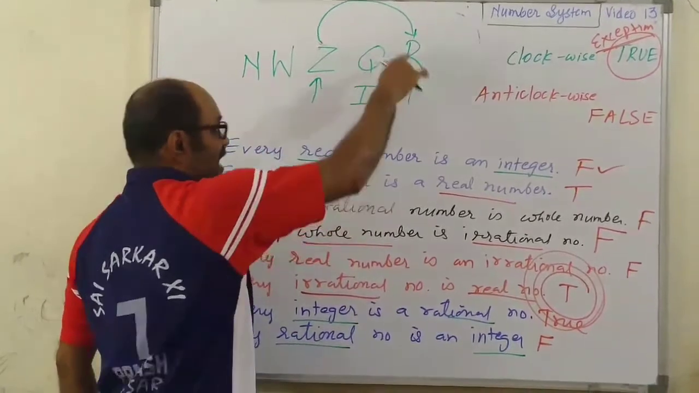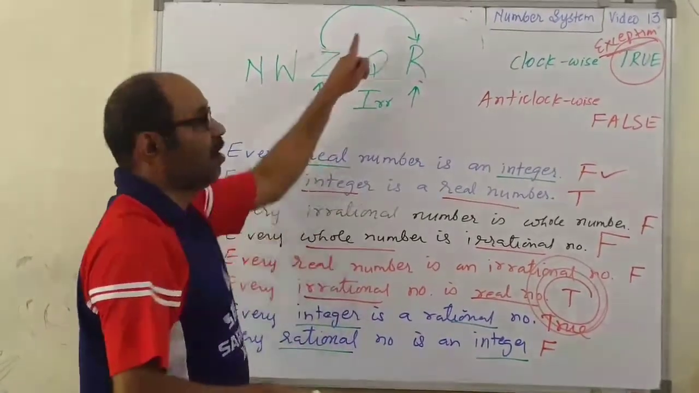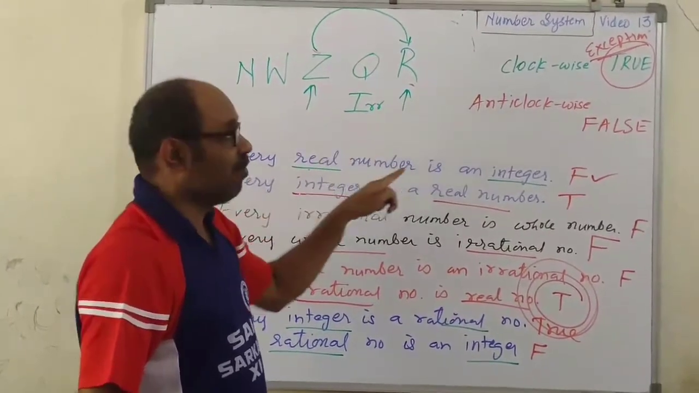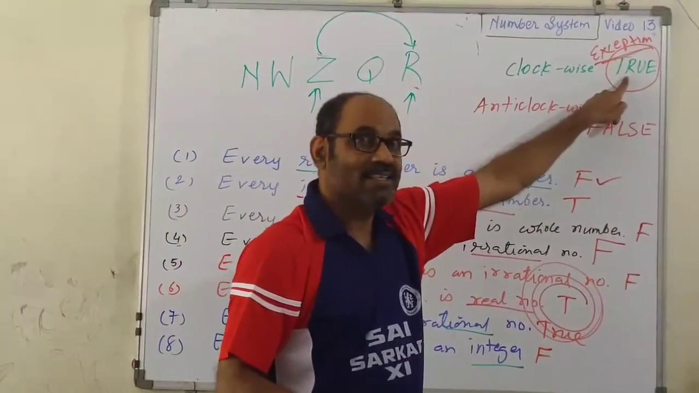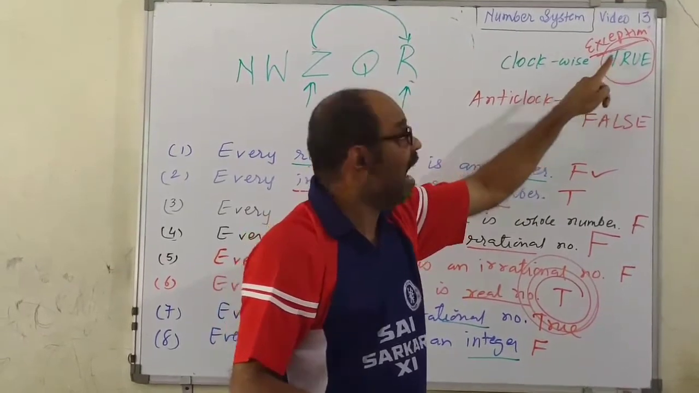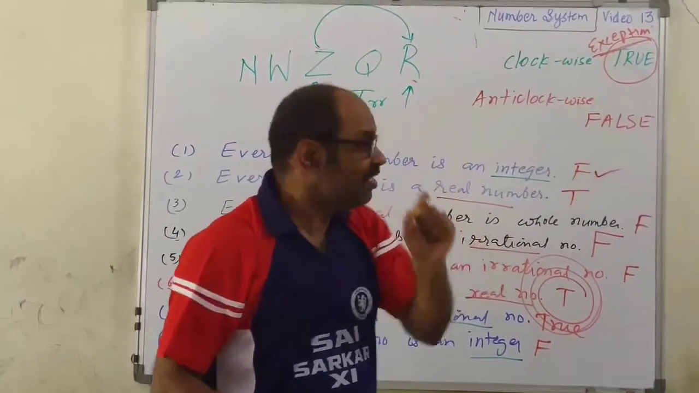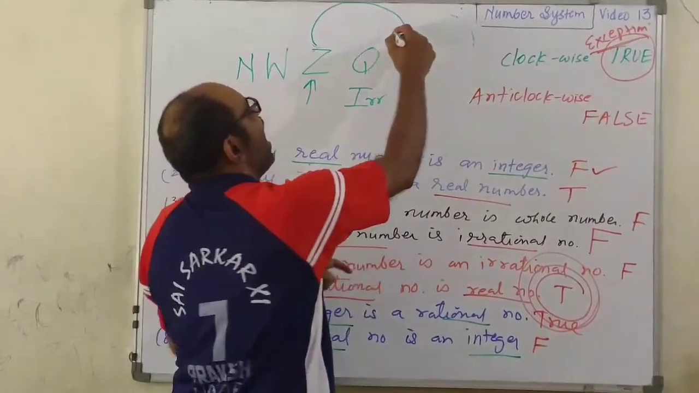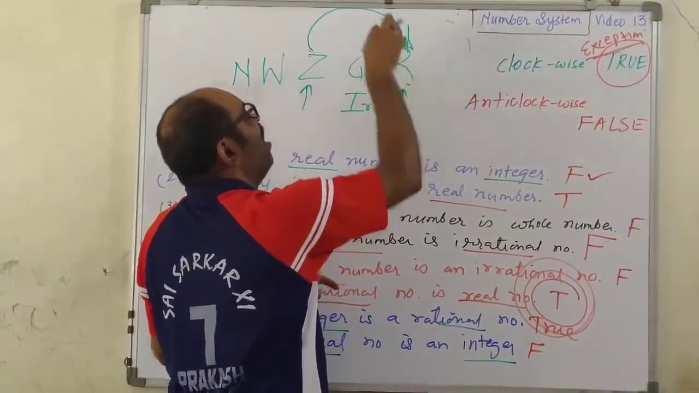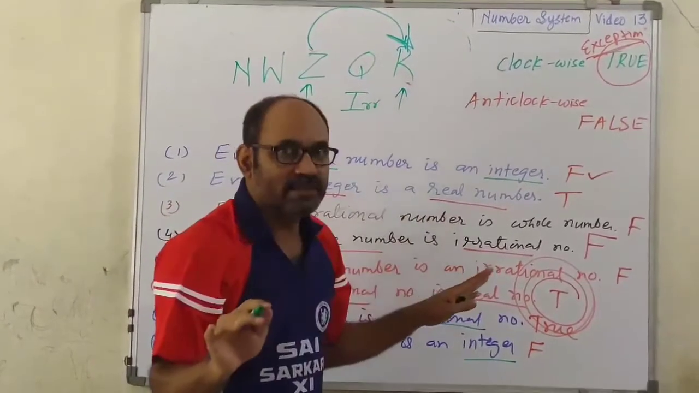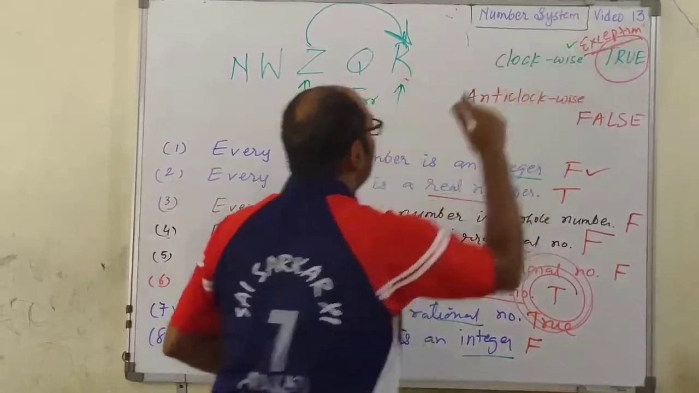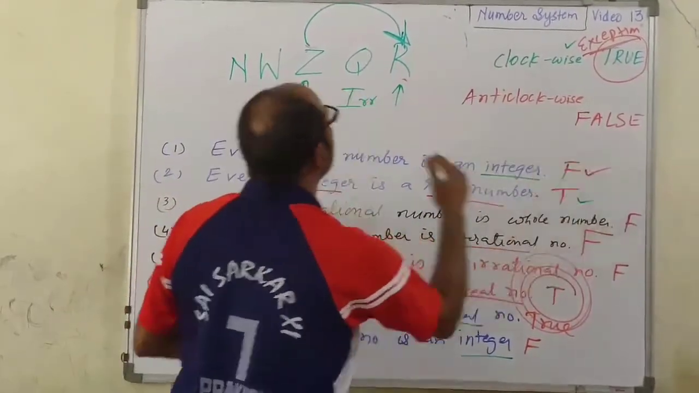The arrow has to go upward, not downward. Okay? Now, what is the direction of the arrow? Is it clockwise or anti-clockwise? Clockwise. Clockwise, the statement is true. But if irrational is involved, and where the arrow is, if irrational is there, then the statement is false. Okay? So that exception is here. So this statement is true.